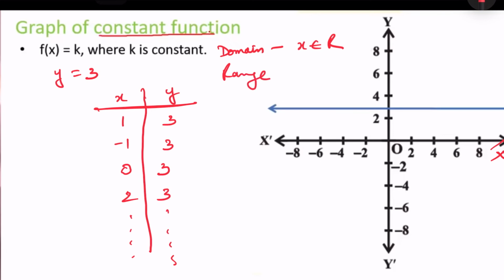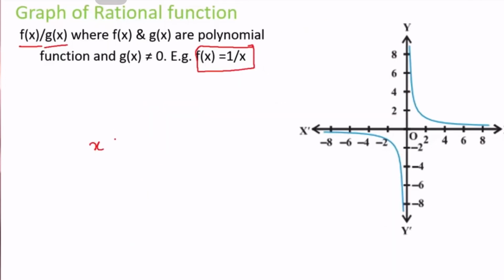X belongs to real numbers and the range is k. You can take it as k, or in this case it is 3 over here. This is called a constant function. Next, what is the graph of a rational function?